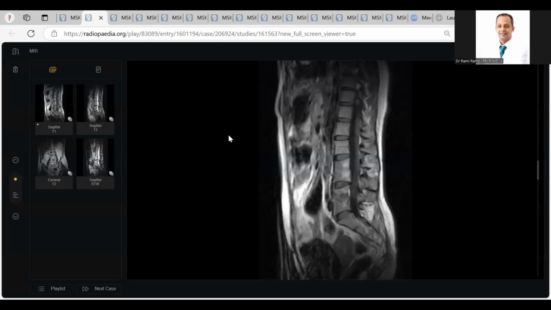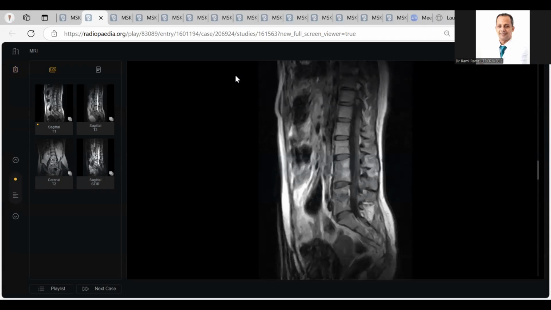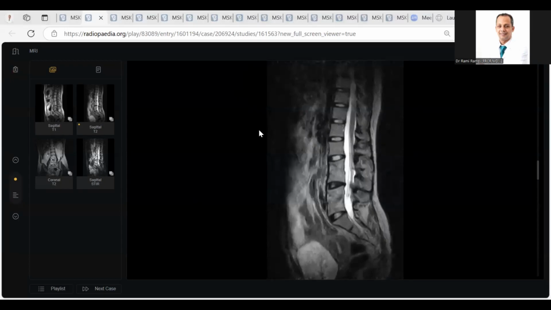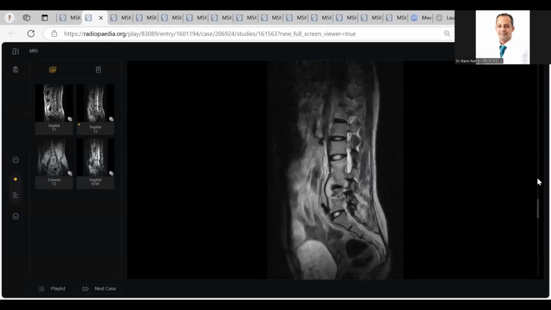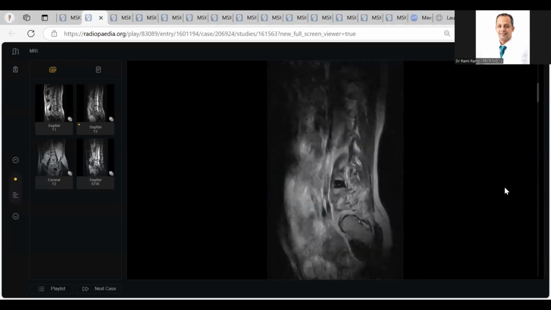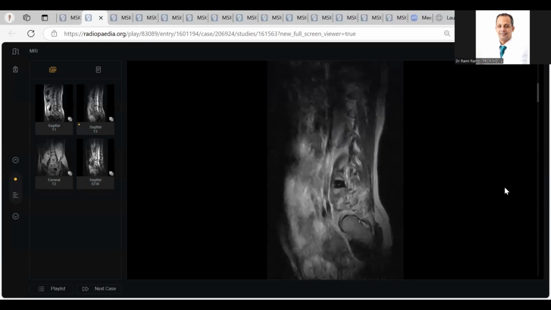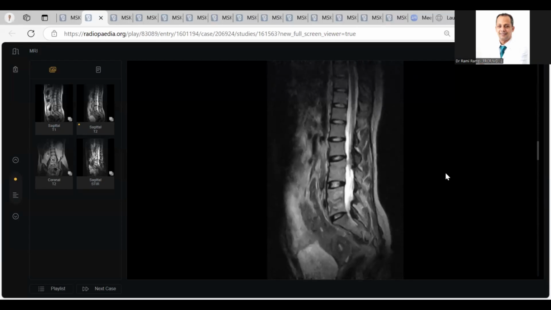Third candidate, please. Dr. Roshni is the third candidate. Yes, sir, I am here. Hello, Dr. Roshni. A 25-year-old female patient with lower back pain for many years, followed by bilateral lower limb weakness. Can I ask for the remote control? Okay, sure. Time us, please. Go on. It's almost half an hour. Can I start? Yes, start.